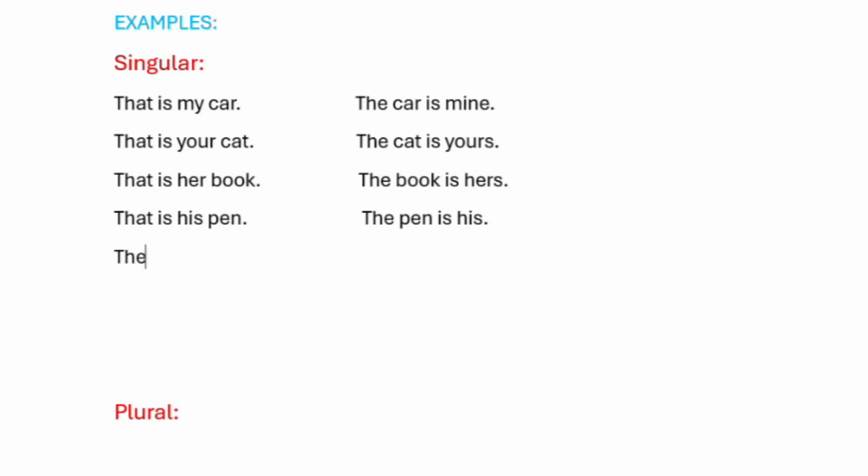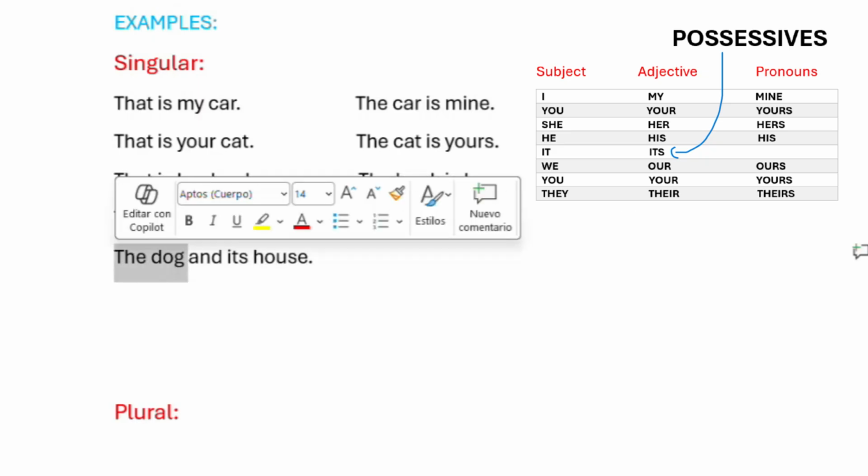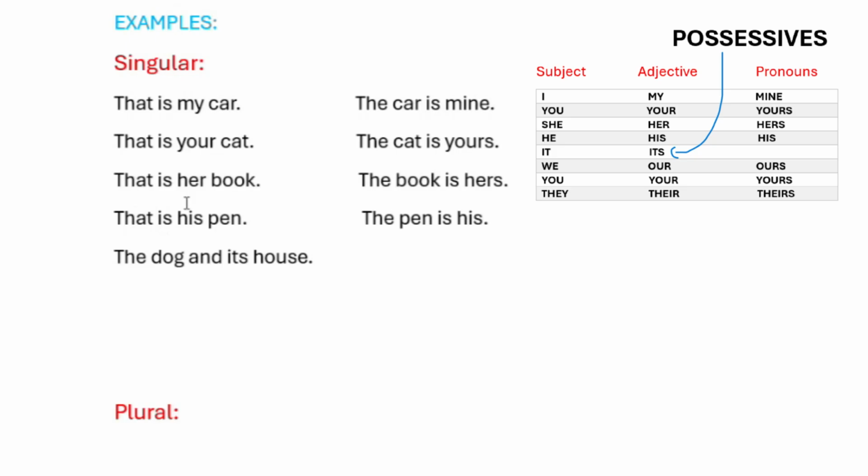The dog and its house. In this case, we have the possessive adjective it, because the house belongs to the dog, and the dog and it refers to the dog. That is the reason, right? The dog and its house.